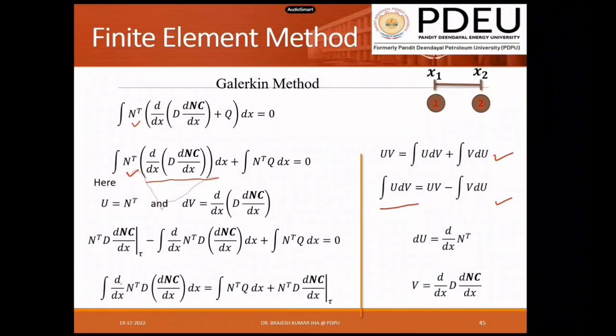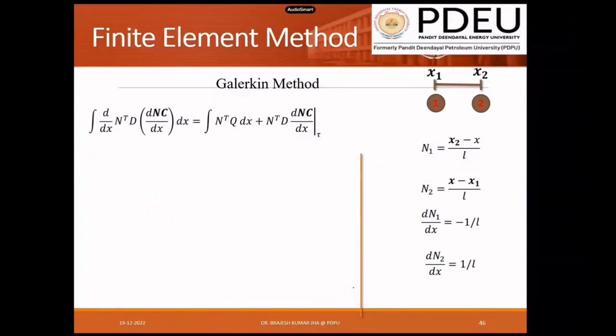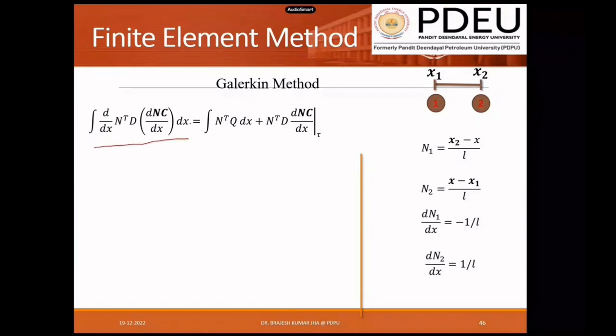Integration of d/dx N^T d dNc/dx dx. It is what? It is the integration of N^T q dx plus N^T d dNc/dx, for some boundary condition that can be applicable. So what we see, according to this, is the derivative.